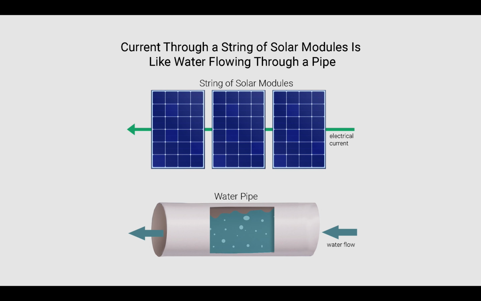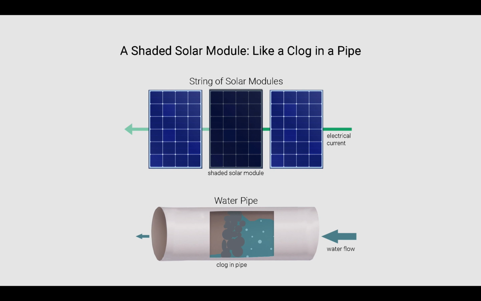To conceptualize why shading can cause such severe losses, it's helpful to use the analogy of water flowing through a pipe. The flow rate of water through a pipe is constant, much like the current through a string of panels is constant for a given irradiance level. In string inverter systems, shading a solar panel is similar to introducing a clog in the pipe of water. The clog in the pipe restricts the flow of water through the entire pipe. Similarly, when a solar panel is shaded, the current through the entire string is reduced.